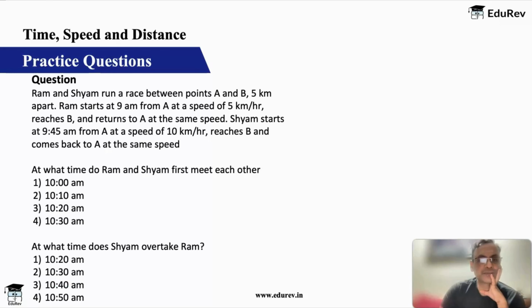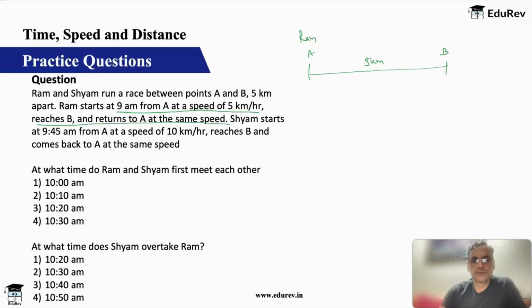Ram and Shyam run a race between points A and B, 5 kilometers apart. Ram starts at 9 AM from A at a speed of 5 kilometers per hour, reaches B and returns to A at the same speed. So A, B, the distance is 5 kilometers. Ram runs at a speed of 5 kilometers per hour. He goes there and then he comes back here.